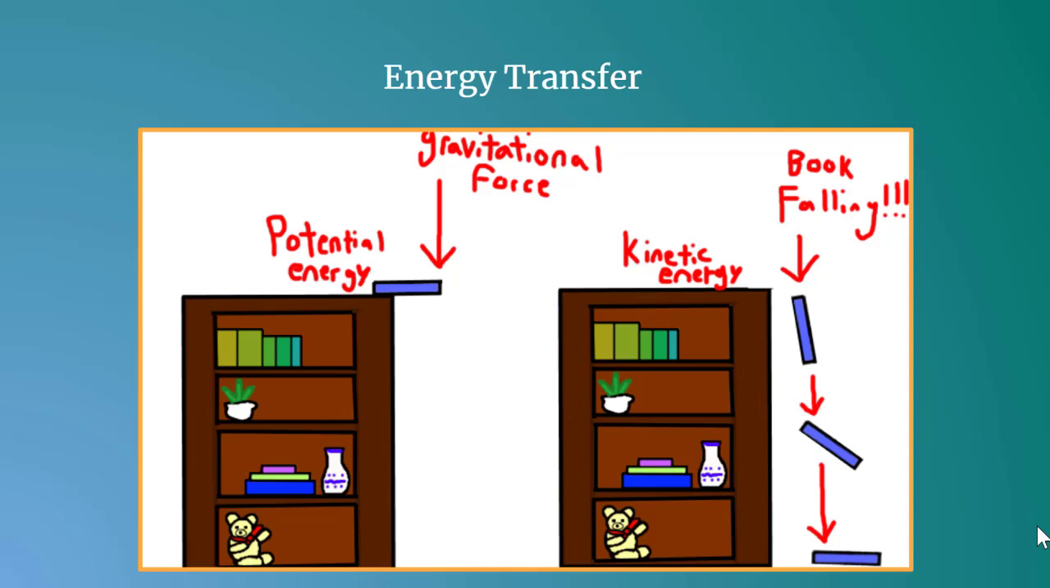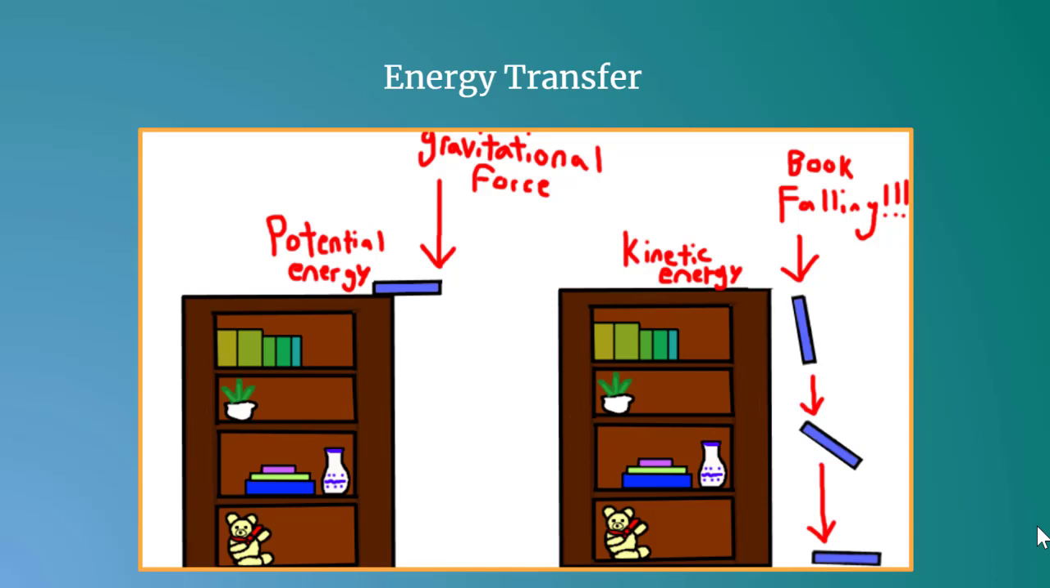In this example, we can see that when the book is teetering on the edge, this is potential energy. This is because the book has the potential to fall. In the second image, we can see that kinetic energy is the actual movement of the book as it falls. Gravitational force plays a part in this image, as it is what is causing the book to fall in the first place. Gravitational force, potential energy, and kinetic energy occur together.